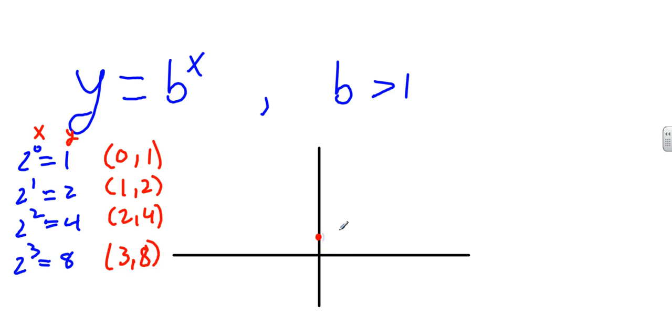So again, there's that dot. That's something that we've got to work with. If it's bacteria, or if it's money for investing, you've got to have at least one penny to start with to do some investing with. Then you've got 1, 2, which would be here. 2, 4 would be here, and 3, 8 would be somewhere up here along the line. And then you come back and connect those dots together.